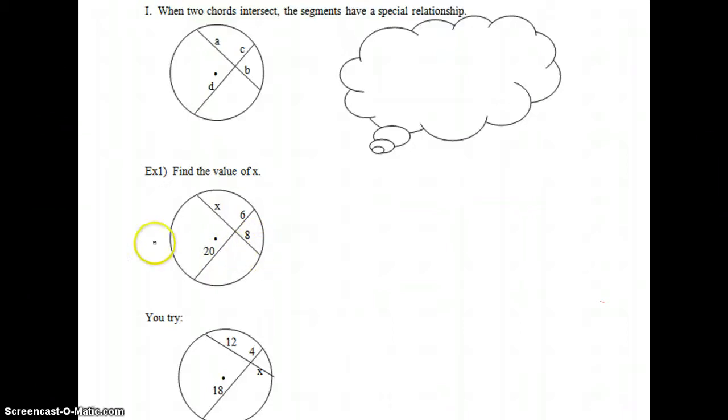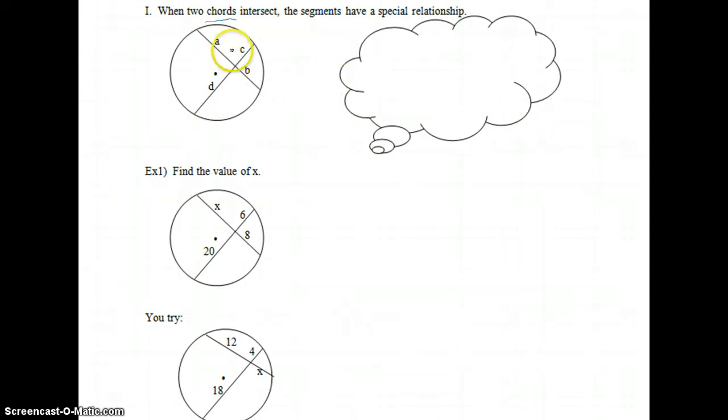All right, let's continue on with our circles unit, and today we will talk about special segments in circles. For our first property, we will be discussing chords. Remember that a chord is indeed a segment, so I have two chords intersecting here. When those two chords intersect, those segments will have a special relationship.